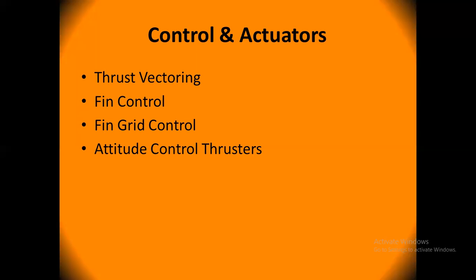Moving ahead, control and actuators. There are four things you can see: thrust vectoring, fin control, grid fin control, attitude control. Okay, so what is thrust vectoring? Thrust vectoring is to direct the thrust of a missile, to make it align and fly towards a certain point, to follow the path.